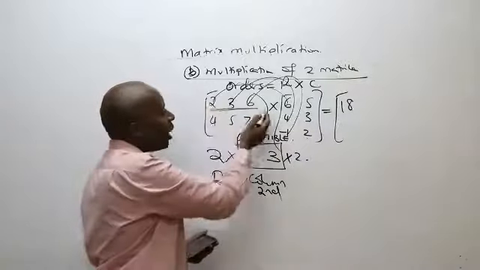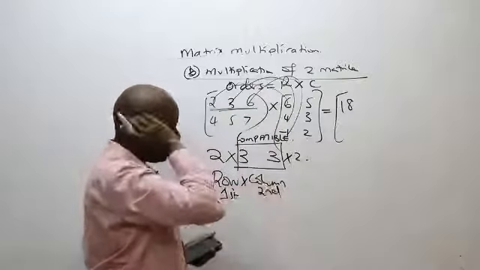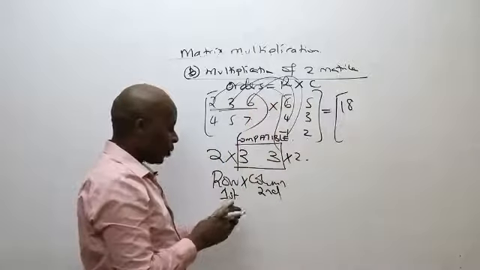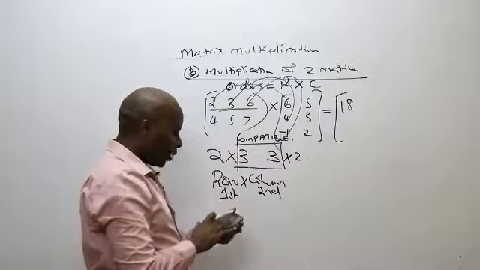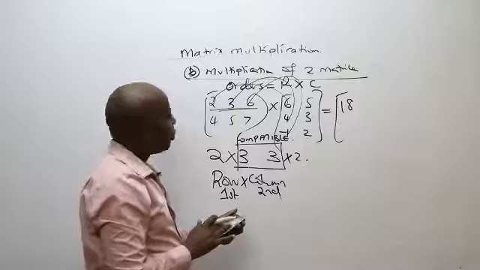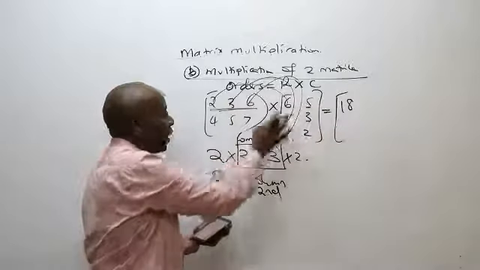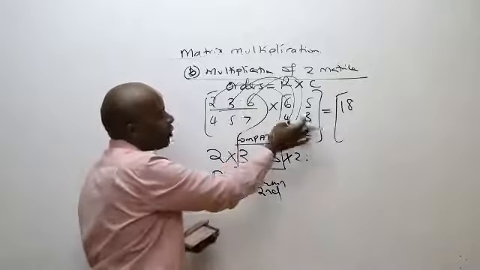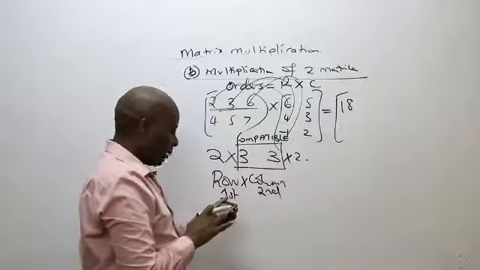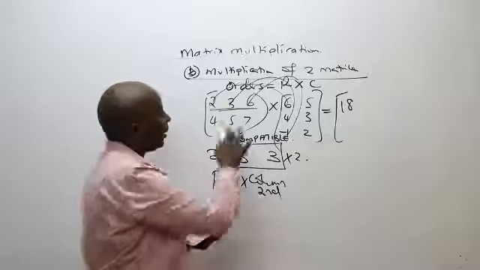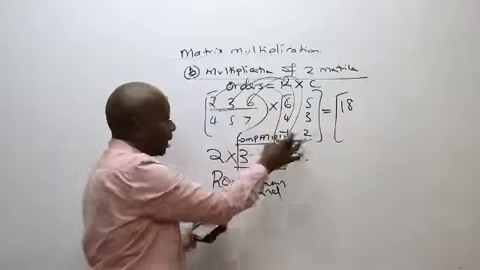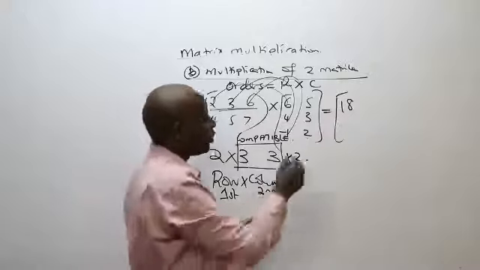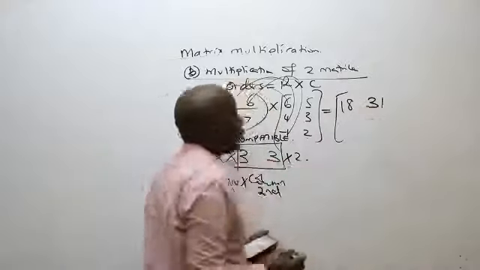So this row has to multiply the first column, and we were able to get 18, and we will extend the same with the second column. So with the second column, ladies and gentlemen, what do we have there? We have the first ones multiplied, so 2 by 5, plus the second ones multiplied, so 3 by 3, plus the third ones multiplied, 6 by 2, so plus 6 by 2. Which at the end of the day will give us 31.